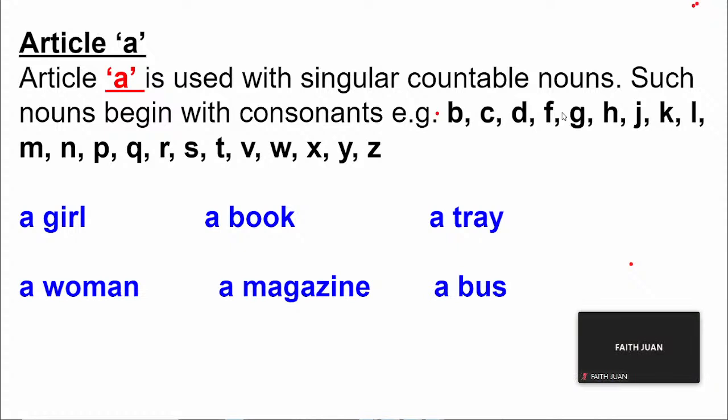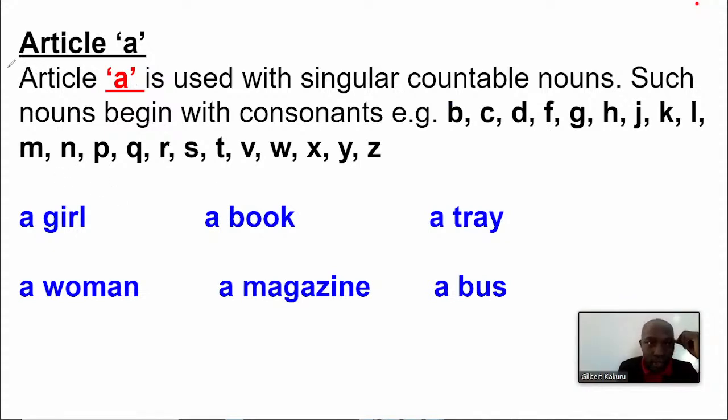Okay. Then Ryan, you can also read those words down, the examples. A girl, a woman, a book, a magazine, a tray, a bus. Okay. Thank you. You can now mute yourself after reading.